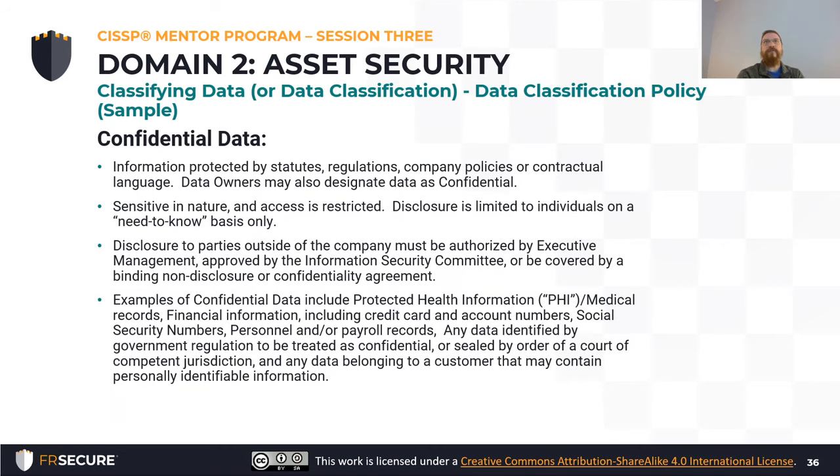All right, so confidential information or confidential data, it's any information protected by statutes, regulations, company policies, or contractual language. A data owner may also designate the data as confidential. So what that means is we've got certain things, PHI, PCI data, card data, things like that, that we have to keep confidential. Anything from a regulatory or contractual standpoint as well. But also a data owner could just say, hey, you know what? This is confidential. This is need to know only. Maybe HR files or things like that. Some merger acquisition type of thing could be labeled confidential.